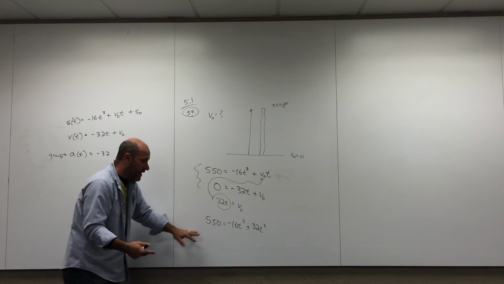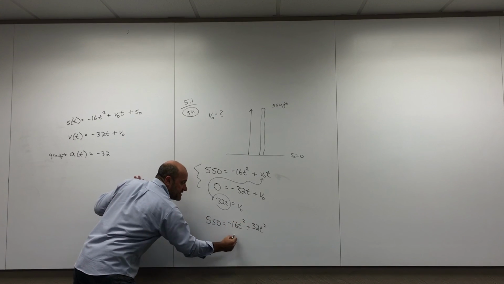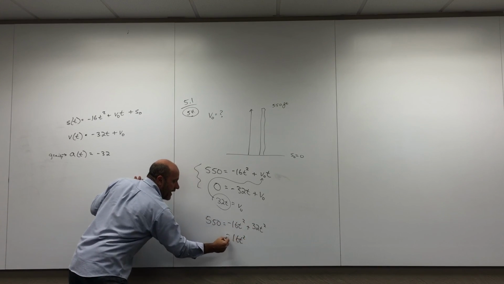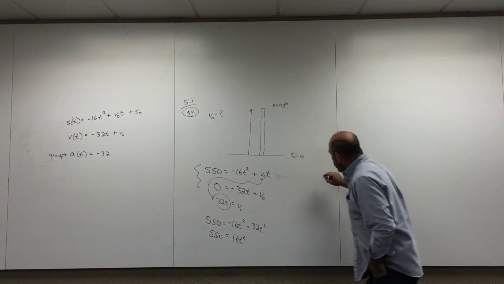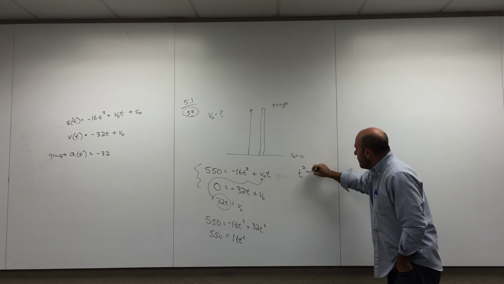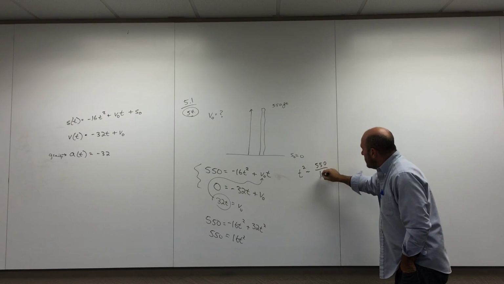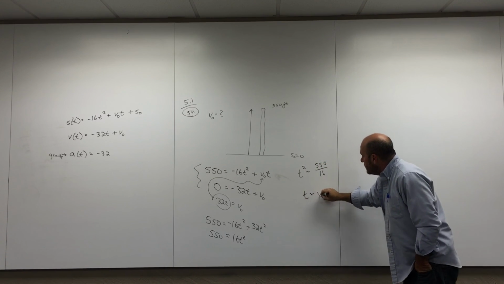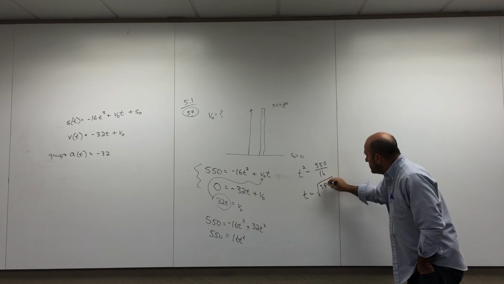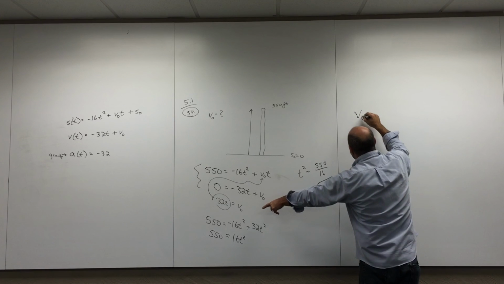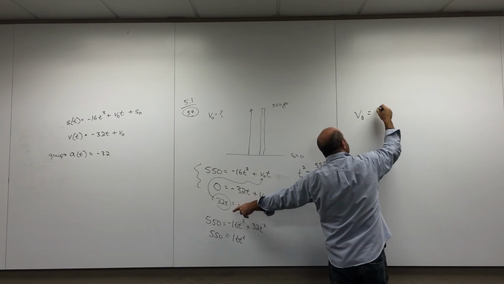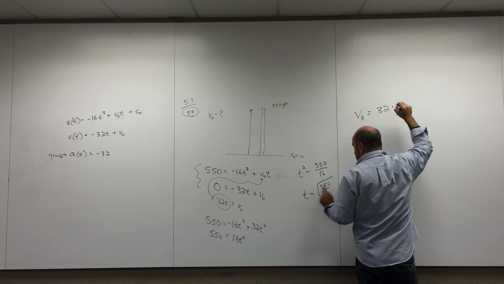So I can continue this. This is not bad. When I add those up, that's 16t squared equals 550. Divide by 16. T squared is 550 divided by 16. Everybody knows t is the square root of 550 divided by 16. To find V naught, it's 32 times t. 32 times this t.